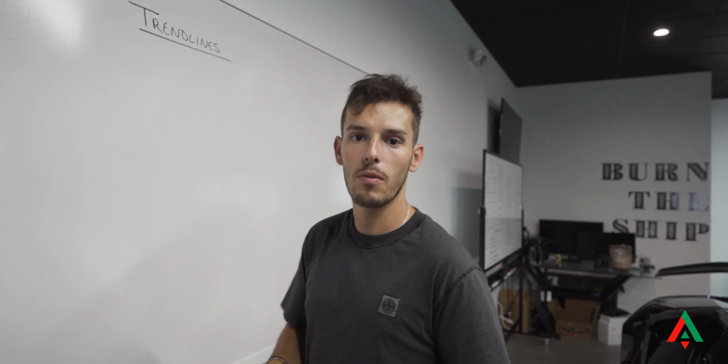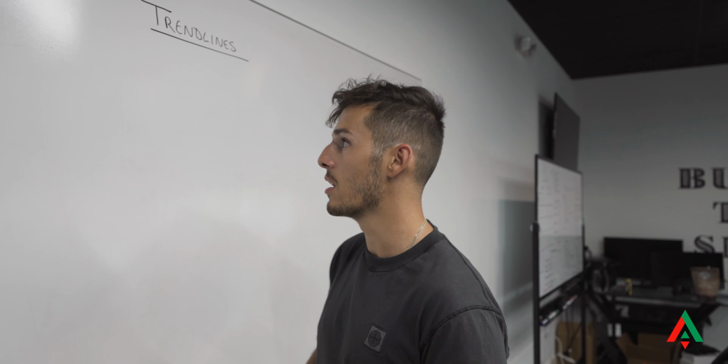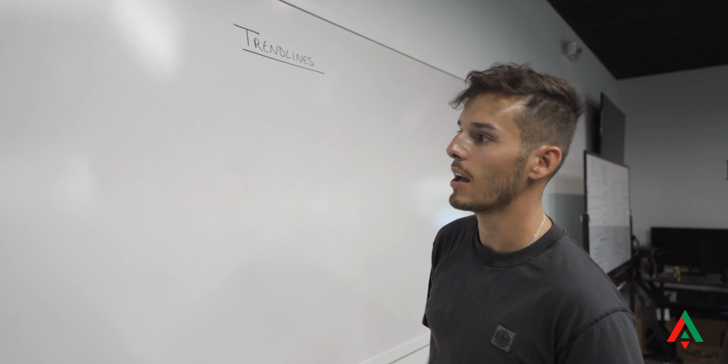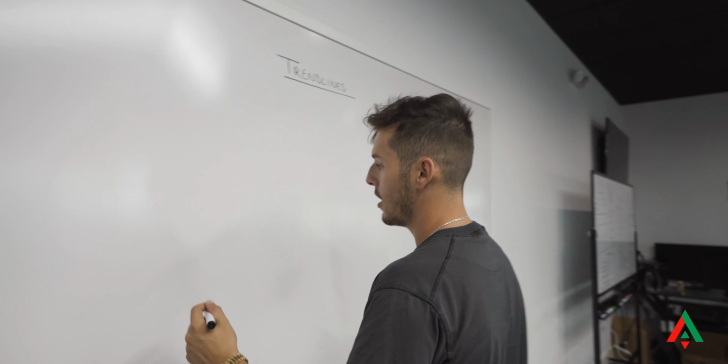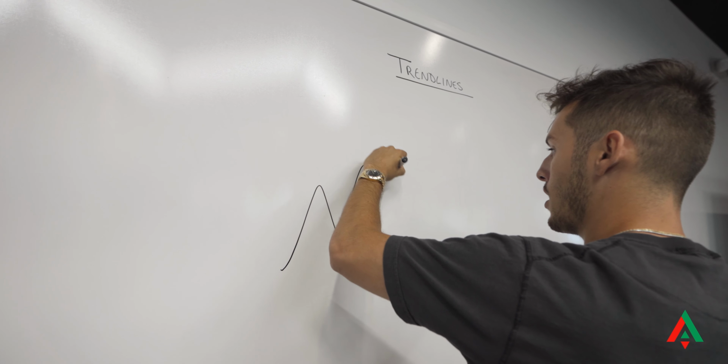I would always like to pair that with something else, like a key level or a Fibonacci level, and we'll talk about those in other videos. But today we're just going to talk about trend lines. So how you would draw trend lines is something like this. You need to have a trending market.